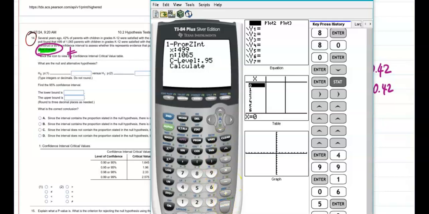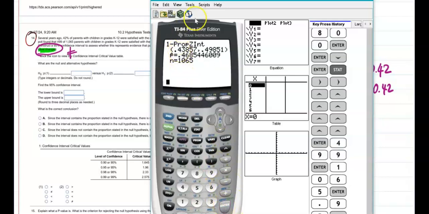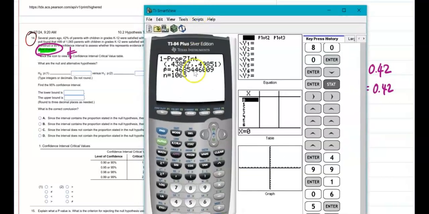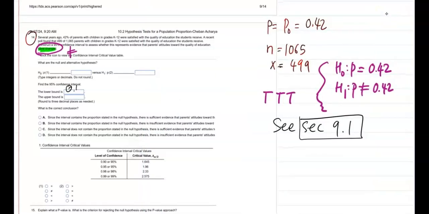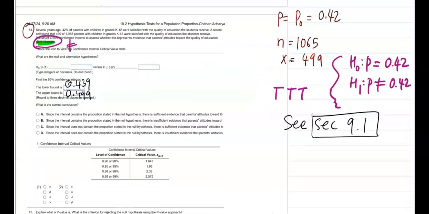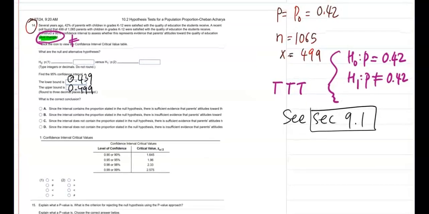Enter. So you do Calculate, and you can see that the lower bound, rounded to 3 decimals, is going to be 0.439, right? 0.439, and the upper bound is going to be 0.499. So I'm going to put that number here. Let me write it here: 0.439 lower bound, upper bound is 0.499. So let's see after that how you reach the conclusion.